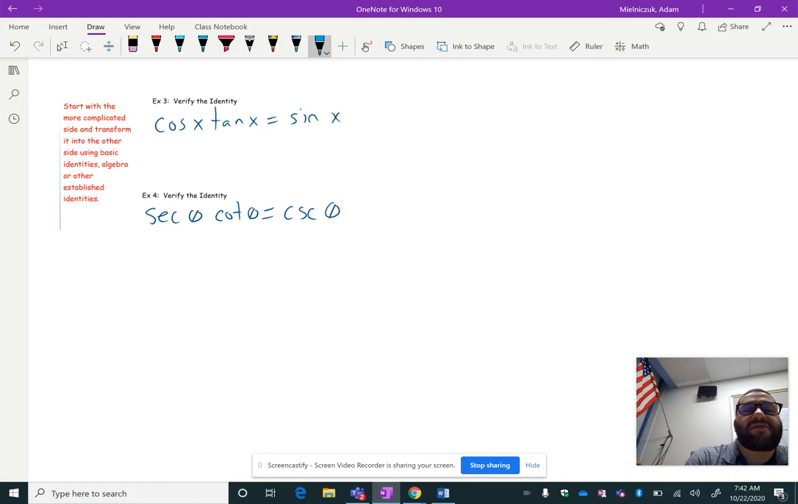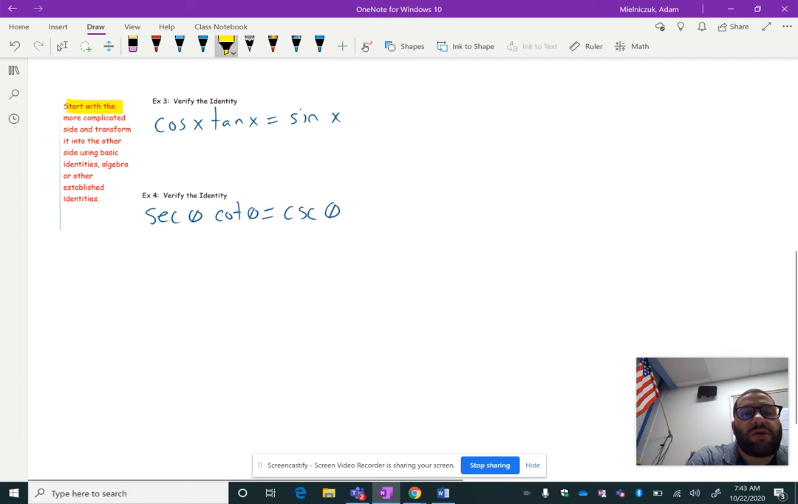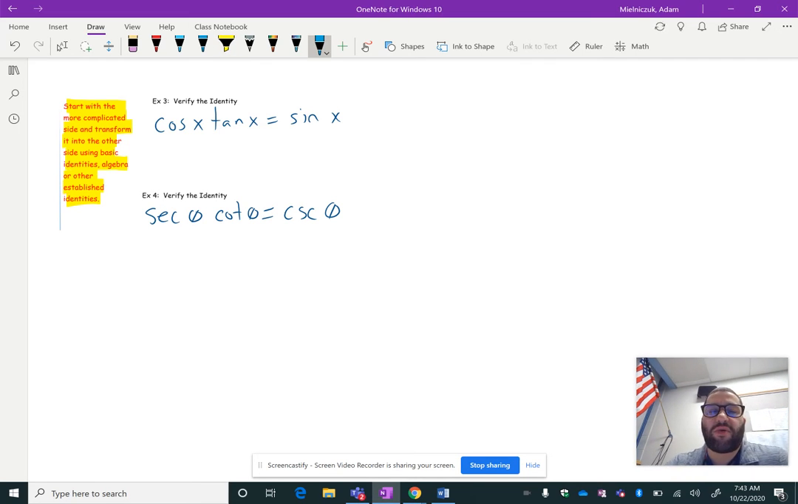So as a hint, I would advise you to start with the more complicated side and transform it into the other side using basic identities, algebra, or other established identities. So in other words, there's nothing that we really want to do with sine x in the first one, but we do want to mess around with the cosine x, tan x, because that's the more complicated side.